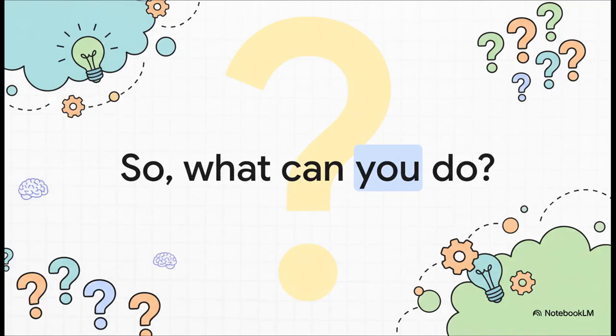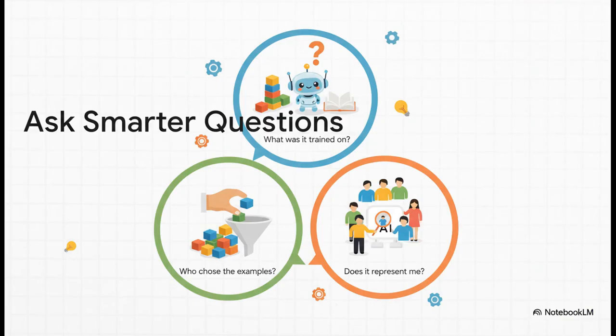So what can you actually do with this information? I mean, you don't need to know how to build an AI to be a smart user of one. It all comes down to one thing. You can start asking better questions. So next time you're using an AI system, and it could be for anything, from a job application to a simple recommendation, you can have these questions in the back of your mind. What was this thing trained on? Who was in charge of picking those examples? And maybe the biggest question of all, does the data it learned from actually represent people like me and my community? Just asking these questions is incredibly powerful.